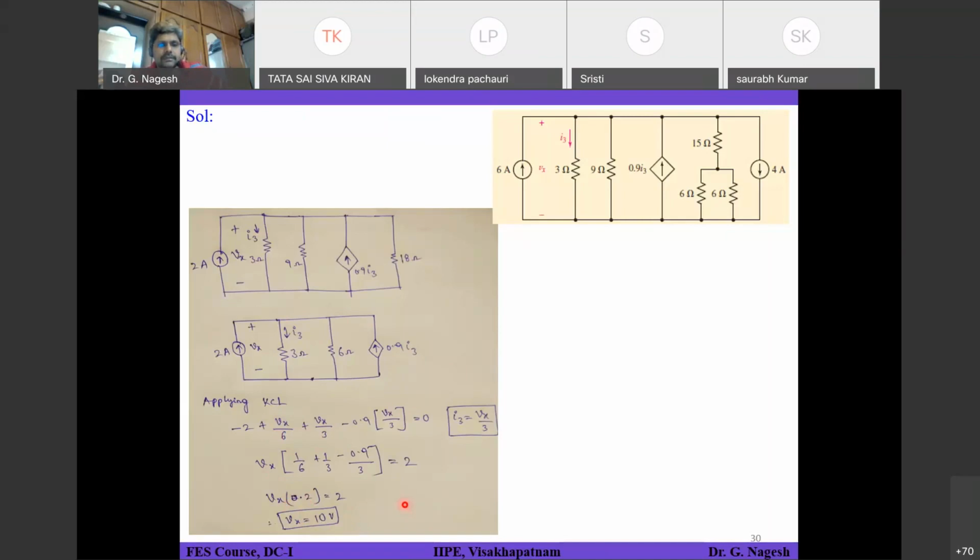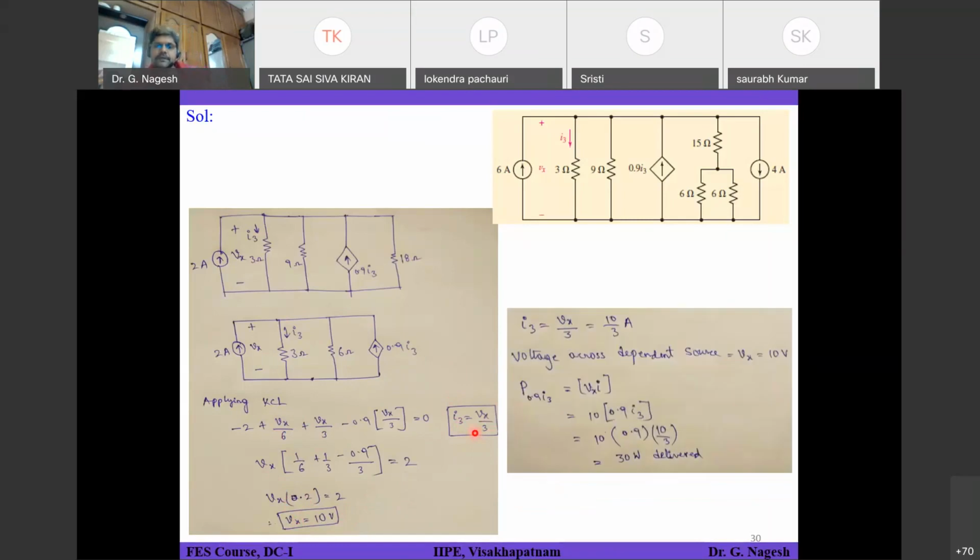So if you solve, then you will understand. Vx is observed to be 10 volts. So what about I3? I3 is Vx divided by 3, so it will be something like 3.33. So I3 is 10 divided by 3 amperes. Now in the question they have asked to find out Vx. So Vx is 10 volts, you got.